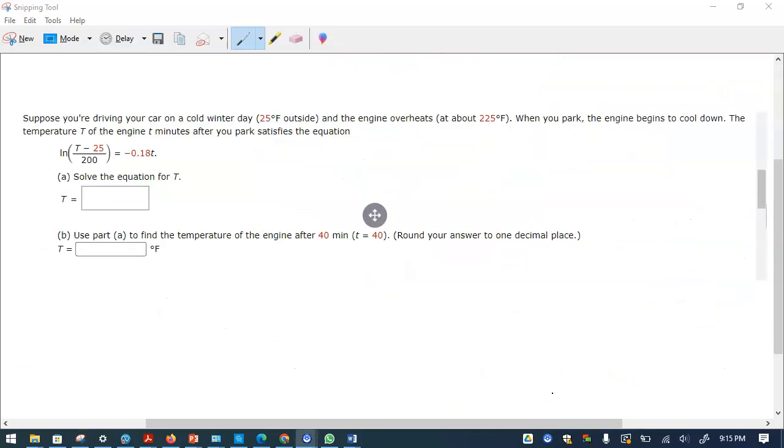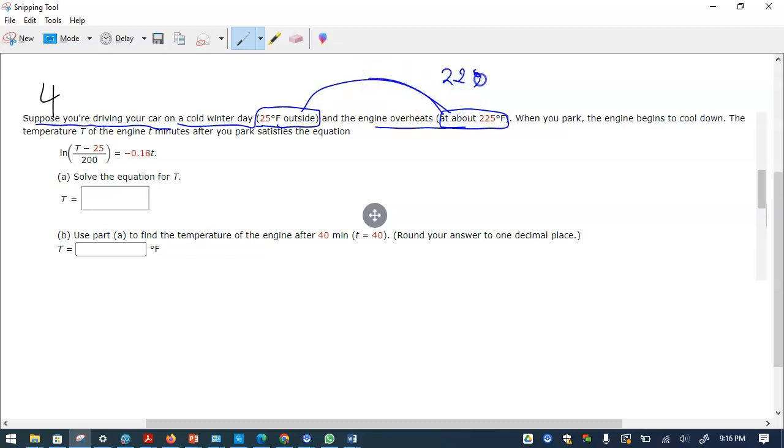Practice question number 4 is: suppose you are driving a car on a cold winter day and 25 degrees is the outside temperature, and the engine overheats to about 225. If you subtract 225 minus 25, it gives you 200, and that's why you see that 200 right here.